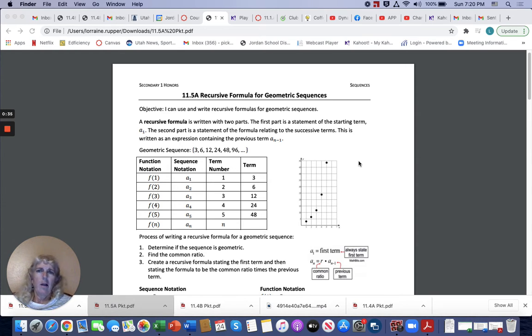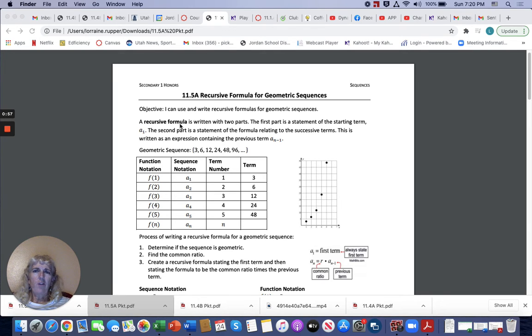Okay, all right, so we're going to go over recursive formula for geometric sequences. We have already gone over recursive formula for arithmetic sequences, and now we're going to do the same thing for geometric sequences. And your objective is: I can use and write recursive formulas for geometric sequences.